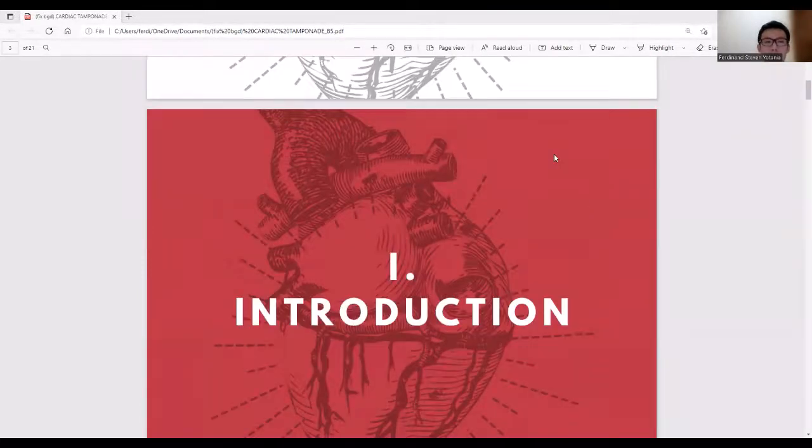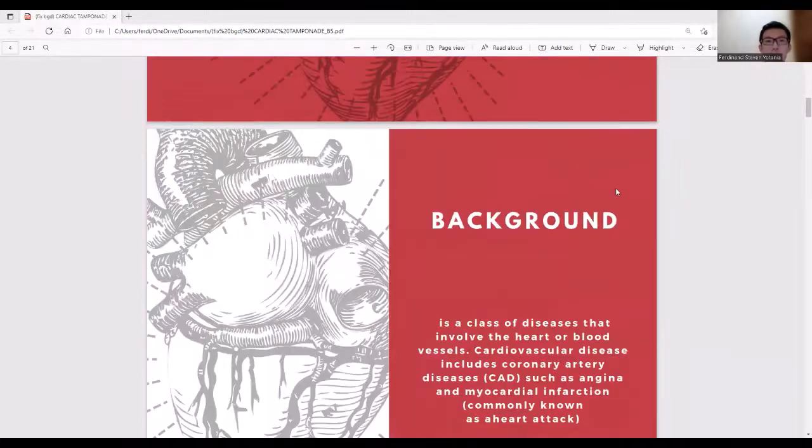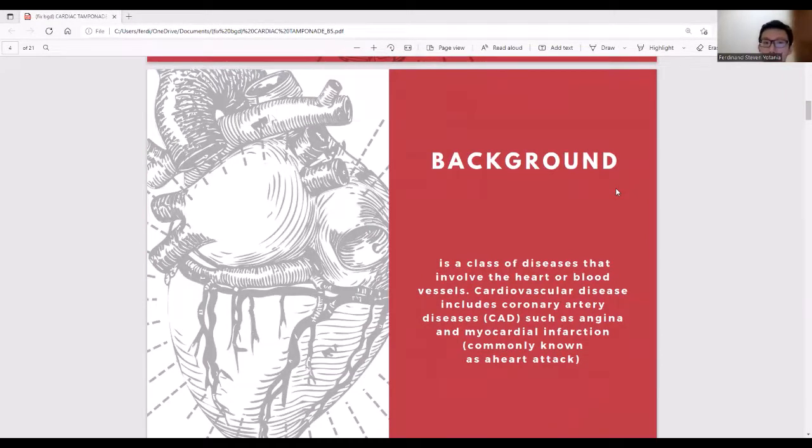First, about the introduction. Background. Cardiac tamponade is a class of disease that involves the heart or blood vessels. Cardiovascular disease includes coronary artery disease such as angina and myocardial infarction. As we know, the heart's function is to maintain a constant flow of blood throughout the body. Cardiac tamponade is a medical emergency or injury that occurs when enough fluid builds up in the pericardial sac that it compresses the heart and results in decreased cardiac output and shock.